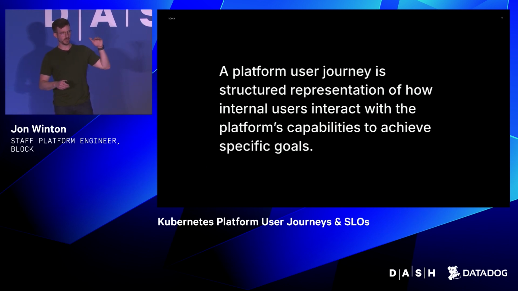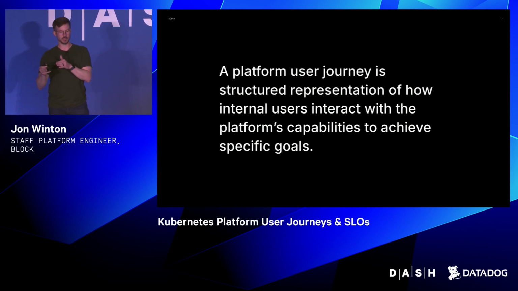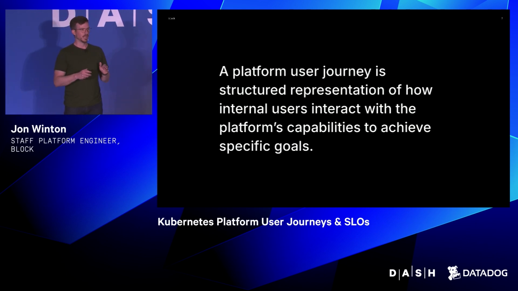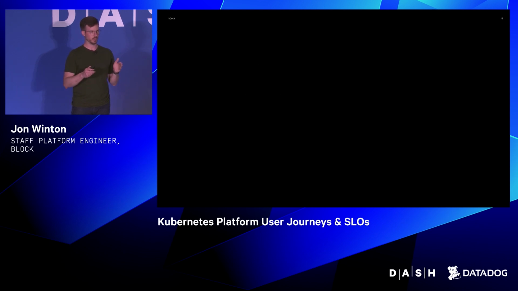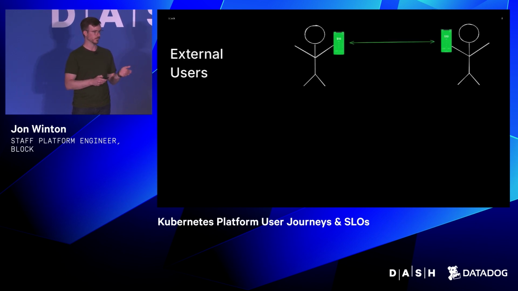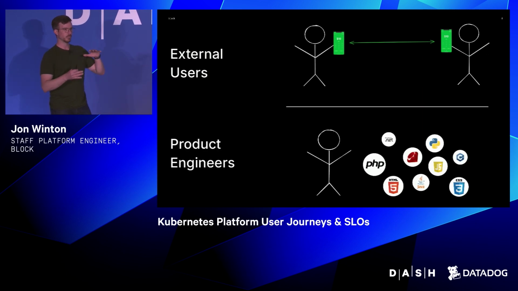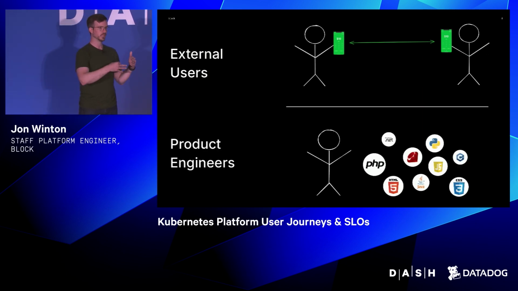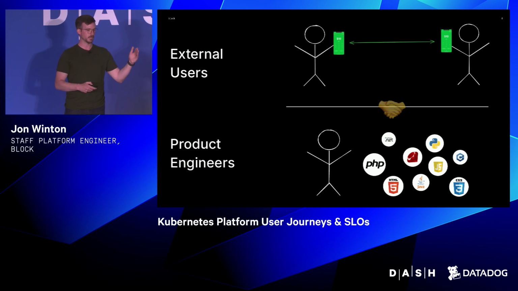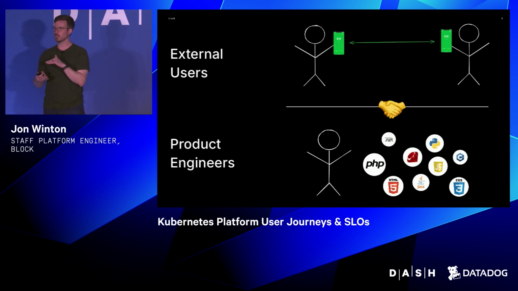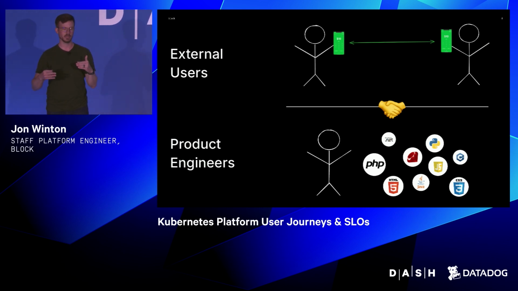So starting with this definition at the top, a user journey is a structured representation of an internal user's interactions with the platform. We'll bring this back a little bit later on, but there's a little thing that I have to get super specific on, which is that normally in an application, or for a service for your company, you've got external users. I'm an artist, and this is Cash App, sending money to people. And then you've got product engineers building Cash App, building whatever your service is. And there's an agreement where the engineers are trying to build something that the customers expect, those external users.